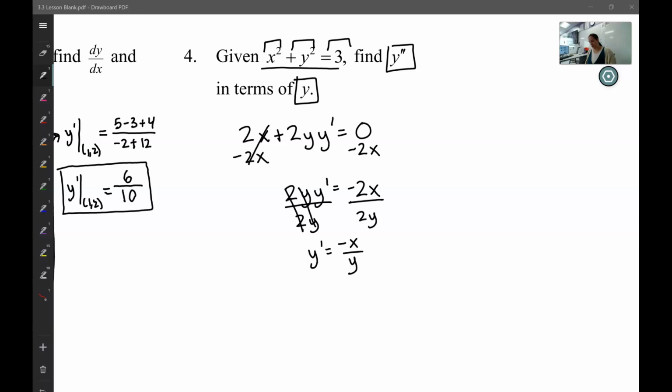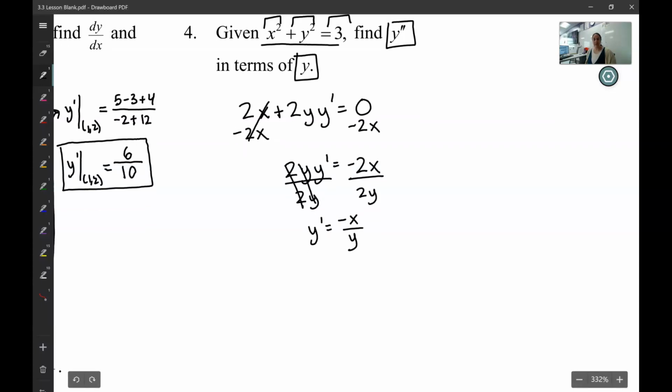You should have gotten negative x over y when you take the derivative, solve for y prime, and simplify it. Now I want to take the derivative again. I'm going to get y double prime. Looks like this time we're going to have a quotient rule.